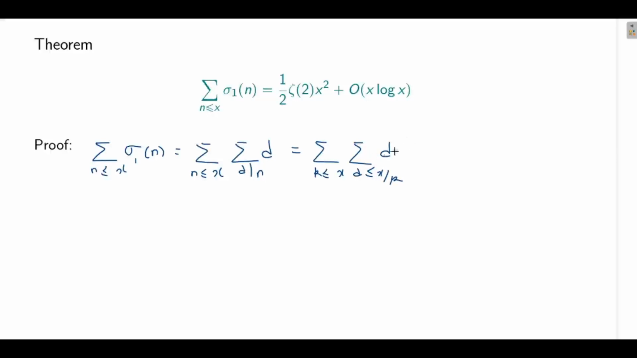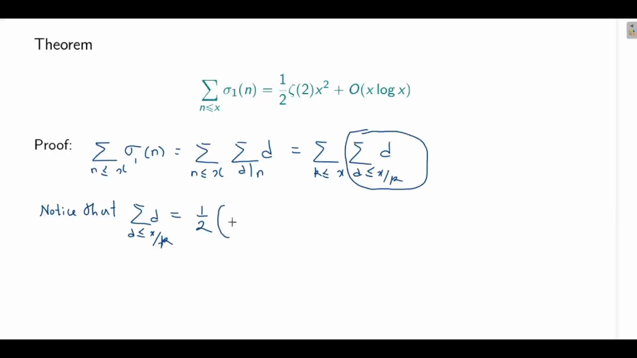Okay, now we have got one result for this in the previous lecture. Therefore we know that summation d less than or equal to x by k, d, is equal to half of x by k square. This is what we have proved, plus big O of x by k.